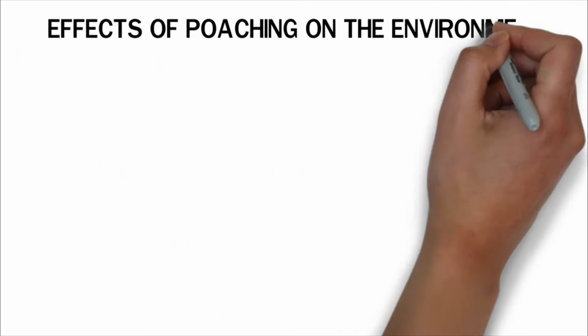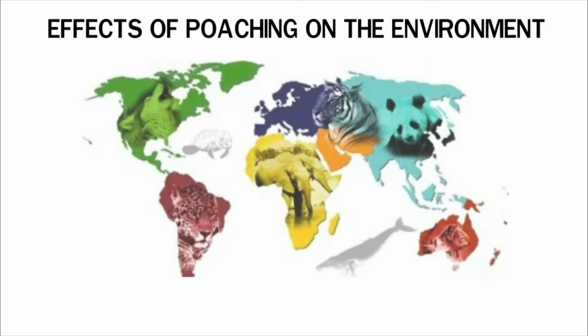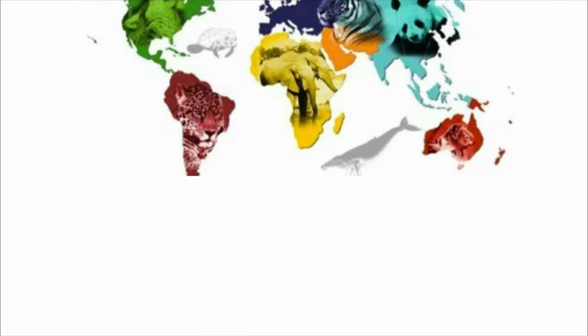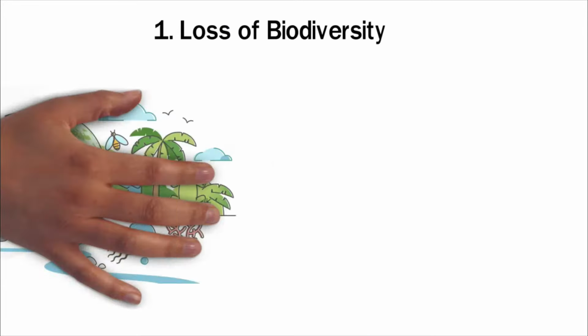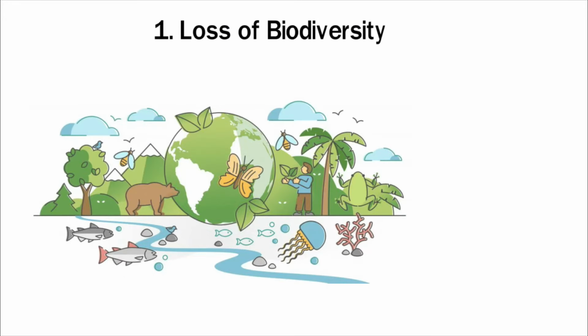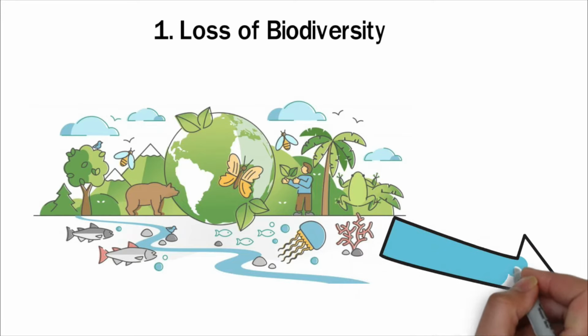Effects of poaching on the environment. Poaching can have an impact on the natural world, both directly and indirectly. Many times, people don't notice how poaching affects the environment until it is already too late. 1. Loss of biodiversity. People talk about biodiversity when they talk about the different types of organisms that live in a certain place. The illegal hunting of wildlife can cut down on the number of some animal species.